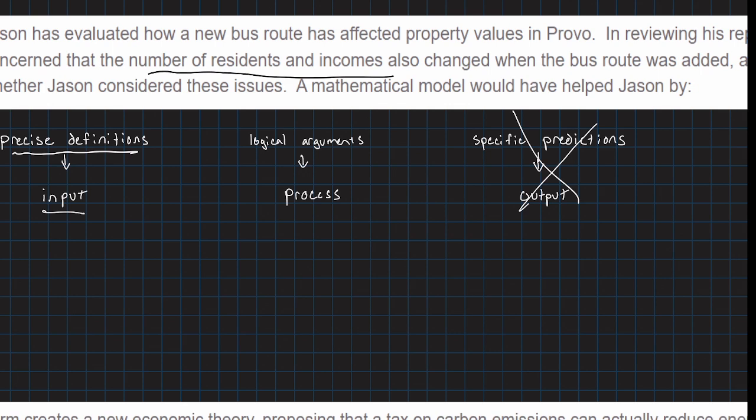Now, just a note, precise definitions and specific predictions often get confused because they sound similar, precise and specific especially. But the way I remember is, definitions, is that more of an input or is it more of an output? Defining something is definitely more associated with an input, in my opinion. And then obviously predictions, you don't predict as an input. Prediction is more of an output. It's something that as a result of your process, your calculation, you make a prediction. And then logical arguments is a process.